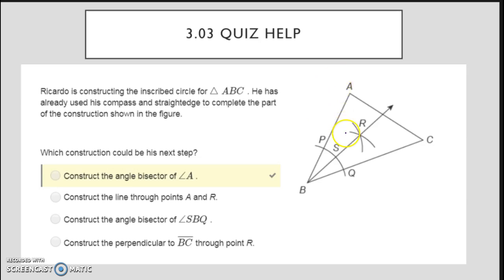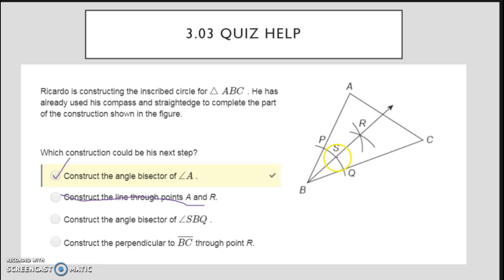So you can see here he's already constructed the angle bisector for angle B. Now you need at least two of the angle bisectors in order to find where those angle bisectors intersect, to find the center of that incenter, of that inscribed circle. So he needs to construct the angle bisector of A or C. Notice C is not an option on this multiple choice one, so we would choose A. The line through points A and R would not help us at all.